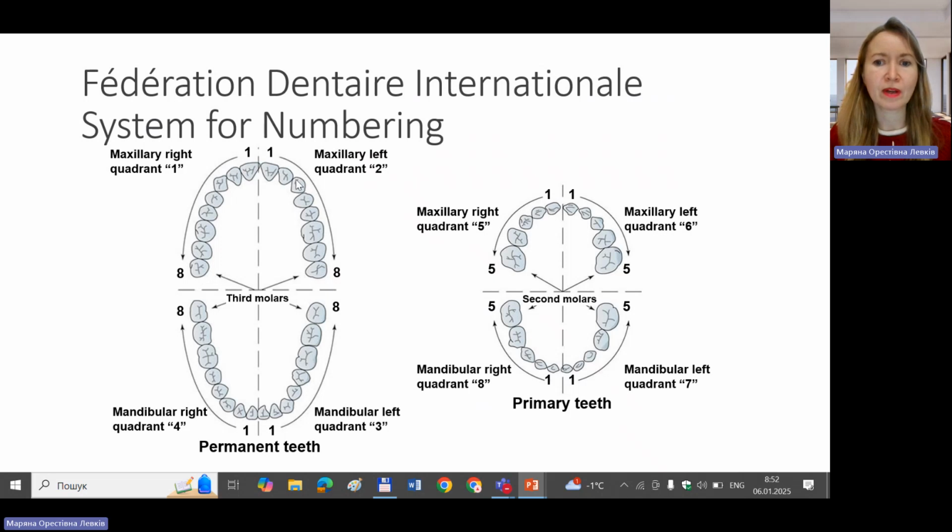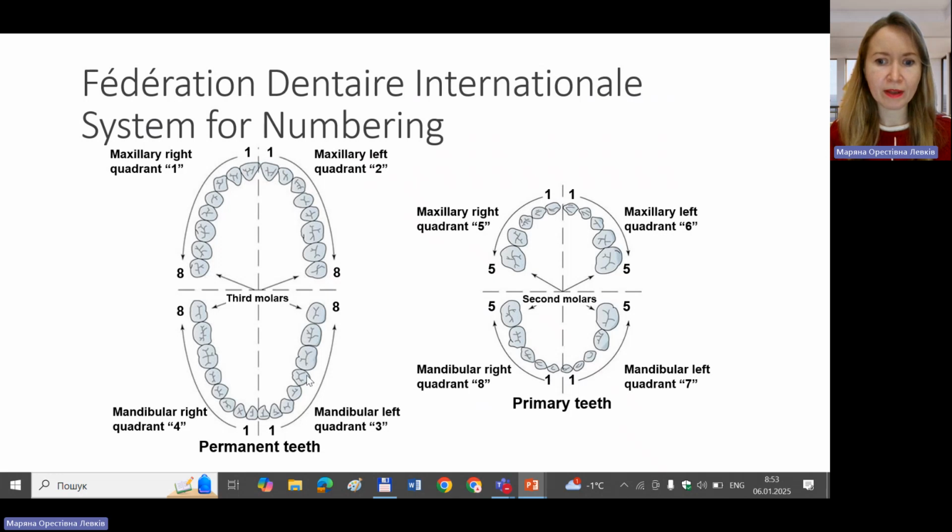So the same principle applies to all teeth in all dental arches, maxillary and mandibular. To denote the tooth of a certain quadrant, it is necessary to put the first number of the quadrant and the second number of the tooth. For example, we need to denote the canine of the maxillary right. So we should put 1 as the first number of the quadrant and 3 as the number of the tooth. So we have 1, 3. This is the number of the maxillary right canine.